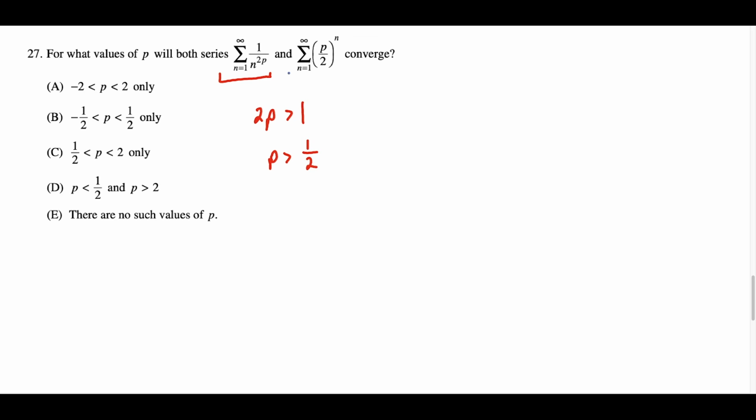And the second series is a geometric series. And if we think about it carefully, a geometric series converges when the r value is between -1 and 1. But our r value here is P over 2. So we need P over 2 to be some value between -1 and 1 in order for this second series to converge. And when we multiply everything by 2 all the way across, we're going to have an interval for our P value here.